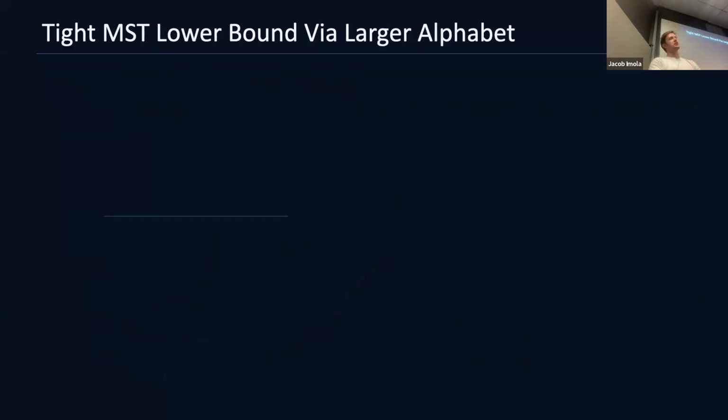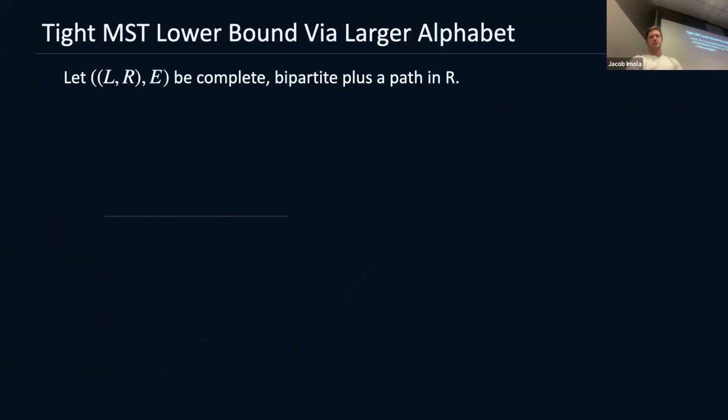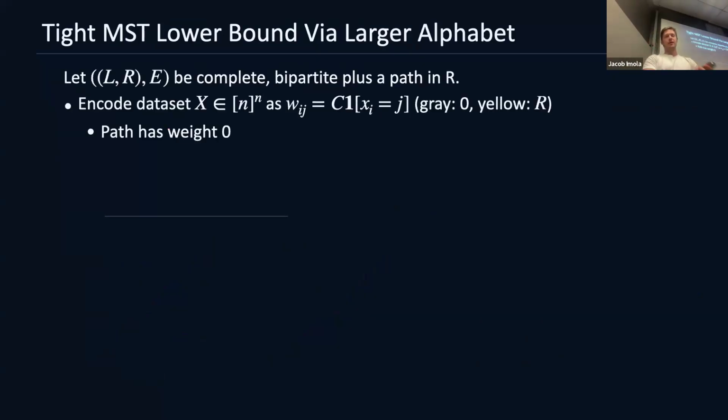Okay, so that established a linear lower bound. Now let's get into our first result, which is a tight lower bound, a stronger lower bound. So we're going to consider a different graph. It's going to be a complete bipartite graph, with n vertices on both the left and the right. And we're inserting an additional path into the right vertices. So it's like a bipartite graph plus a path.